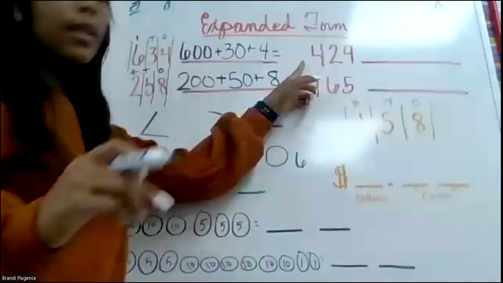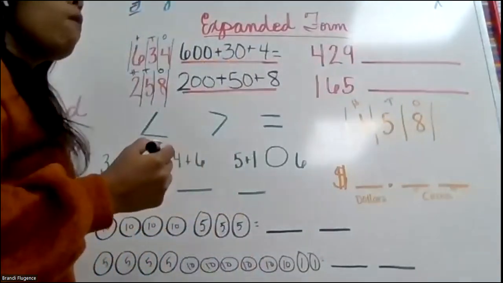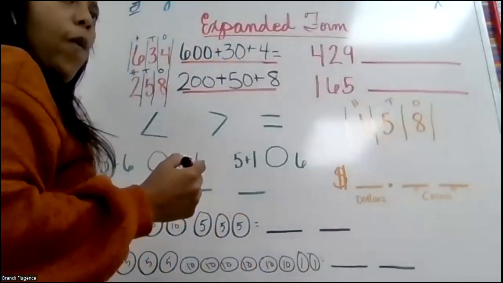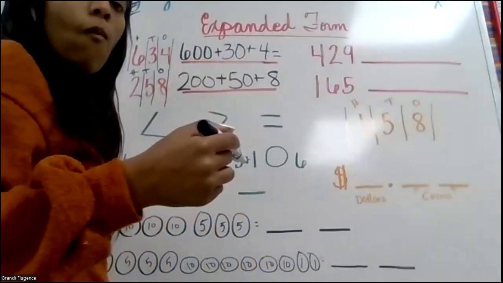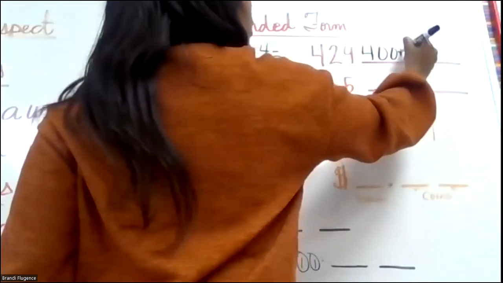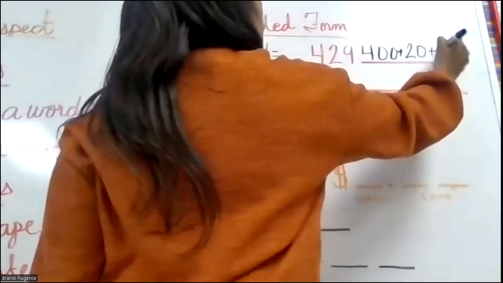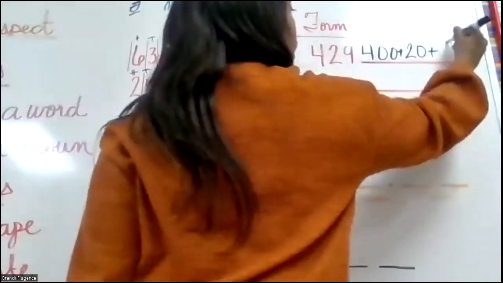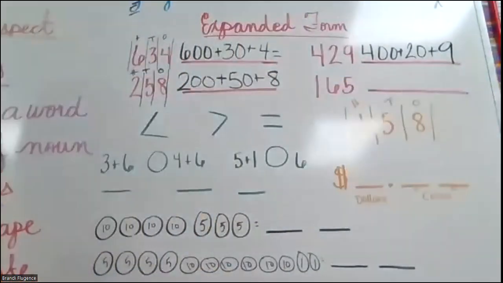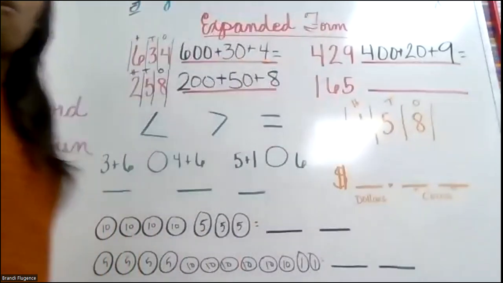All right, let's look at this one, 429. Let's go ahead and expand this one, 429. How many hundreds do we have? 400 plus how many tens? 20 plus how many ones? 400 plus 20 plus 9 equals 429.